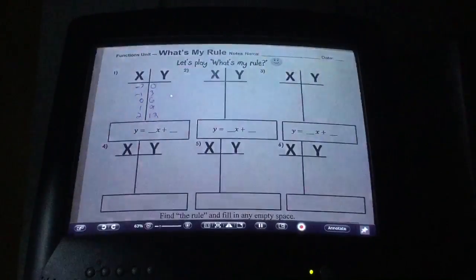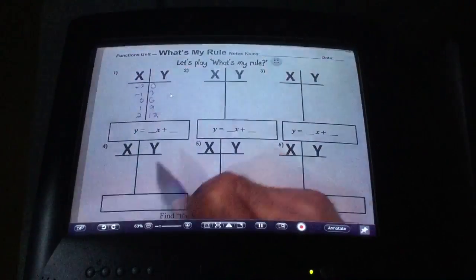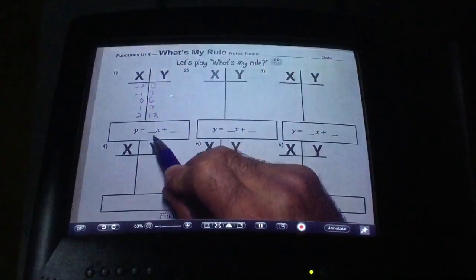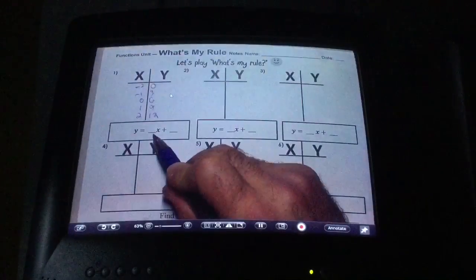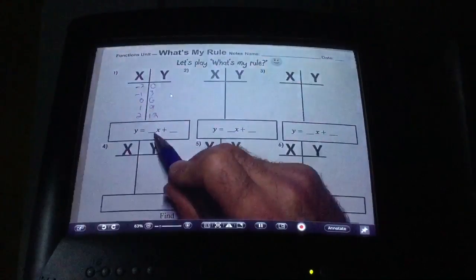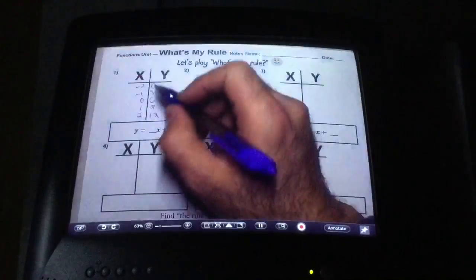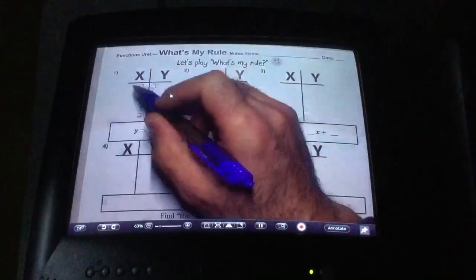Now we can come up with the equation by looking for two things. The first thing is you want to look to see what number is going to go in front of the X. Now the X is the rate. The way that you calculate this is you look at the change in Y and you're going to divide it by the change in X.